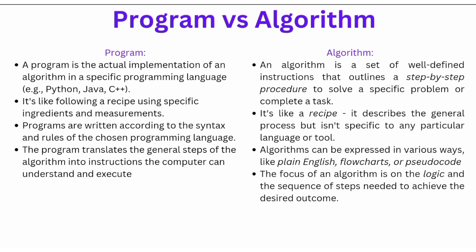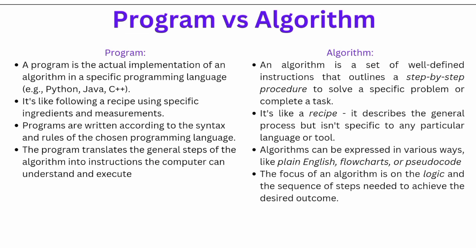Programs are written according to the syntax and the rules of the chosen programming language. So here we are following the syntax rules of the particular language that we choose to write the program, like C, C++, Java, Python. We have a number of programming languages, right? We can write an algorithm in any programming language, and then we must follow the syntax and semantic rules of that programming language.